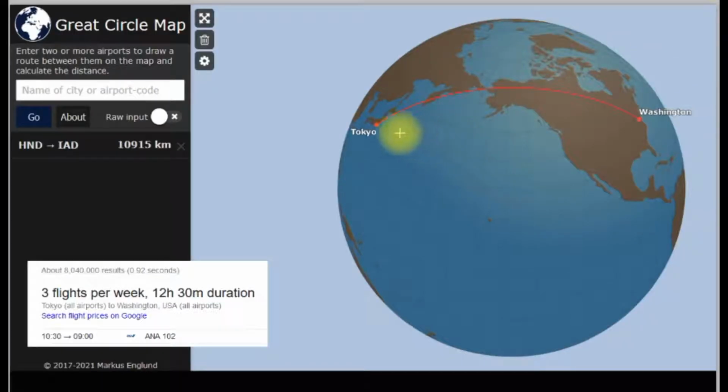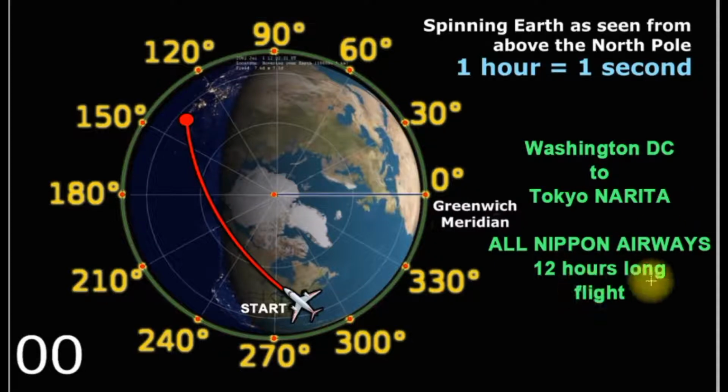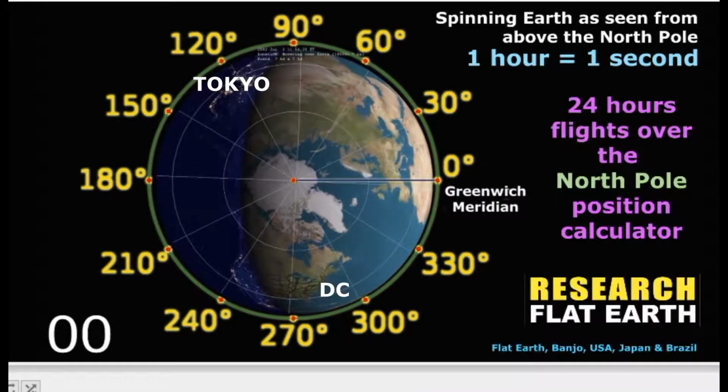Let's look at this flight from Washington DC to Tokyo. This is the Great Circle Map website. 3 flights per week, 12 hours, 13 minutes duration. I believe I set this to 12 hours to round it up. Okay, so 12 hours long flight from DC, Washington DC to Tokyo. Right, so let's go ahead and set the timer. Everything is correct right here, the Greenwich Prime Meridian. So you have Washington DC right here and Tokyo, 12 hours long flight. Let's look at this flight.